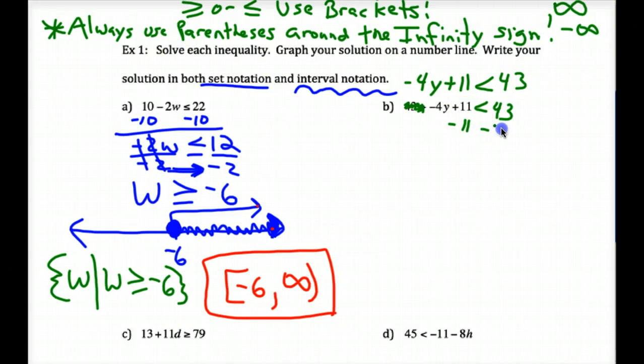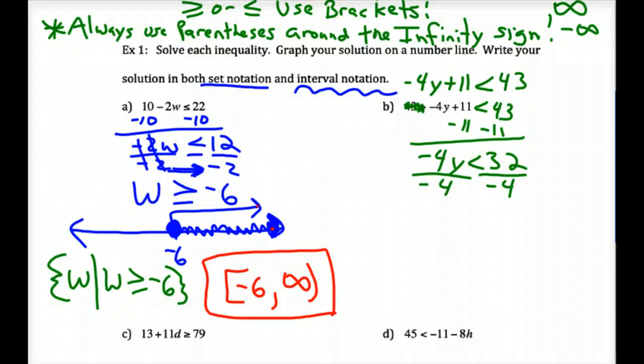All right, everybody subtract 11 from both sides. -4y is less than 32. What am I going to divide both sides by? -4. What happens to the inequality sign? It flips. Y is greater than -8.